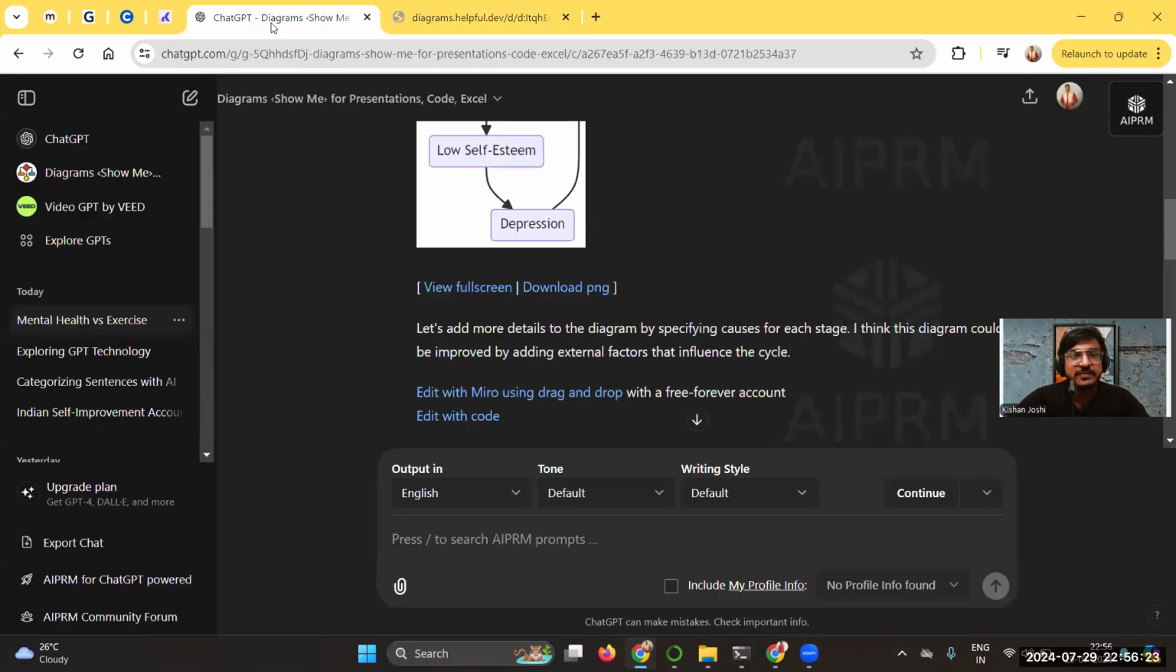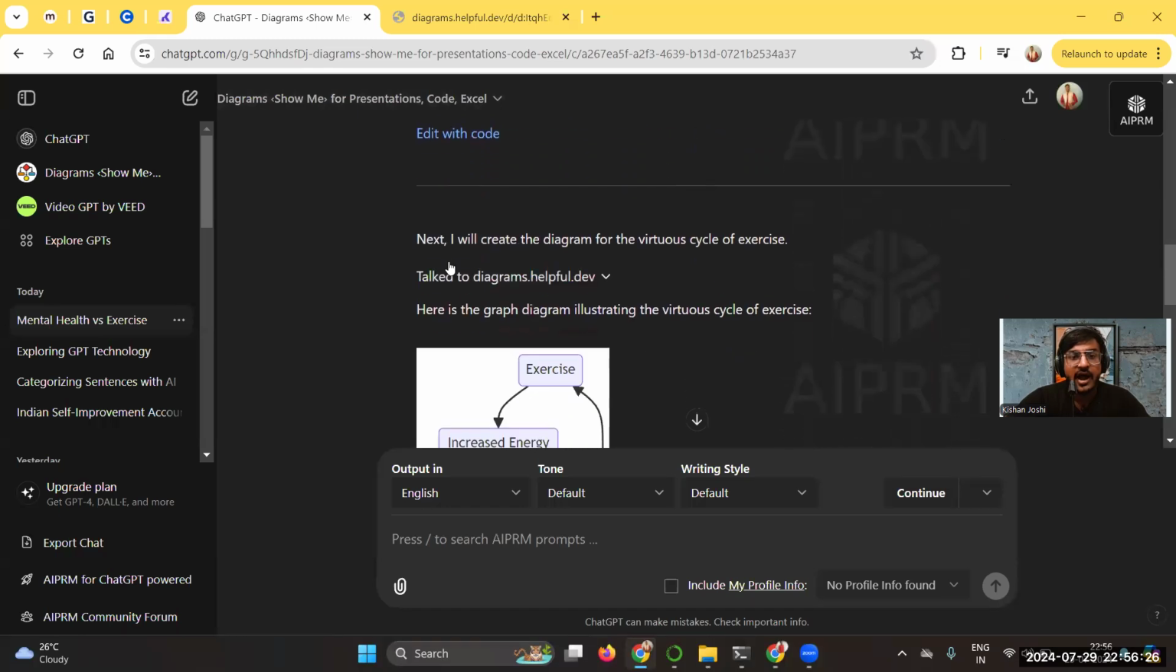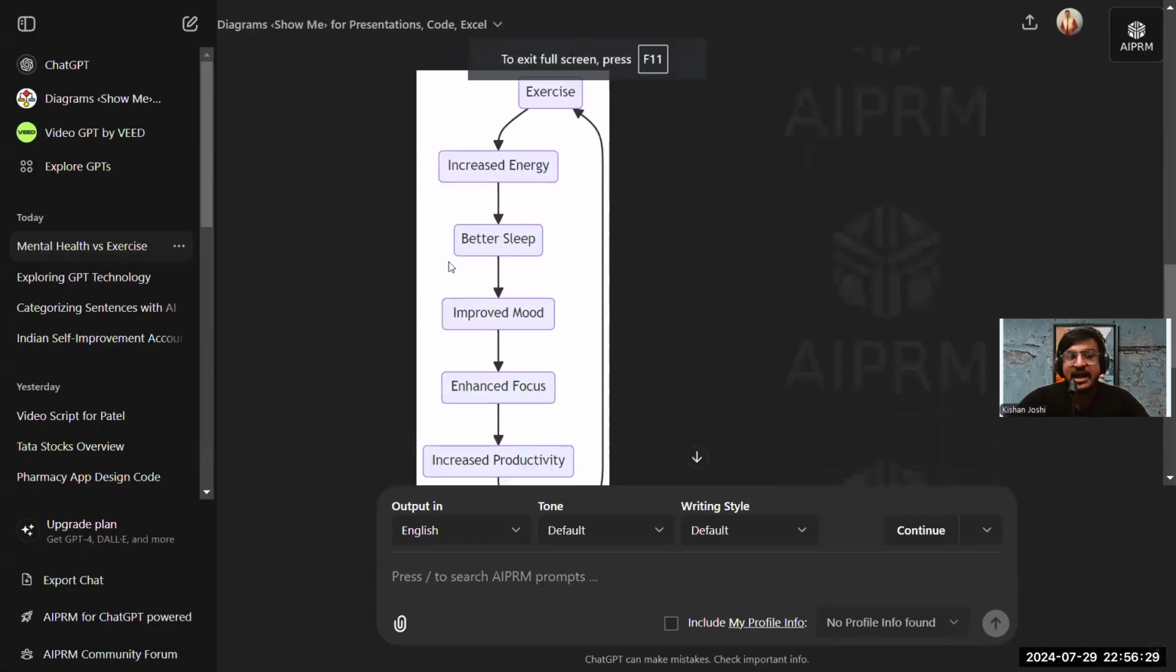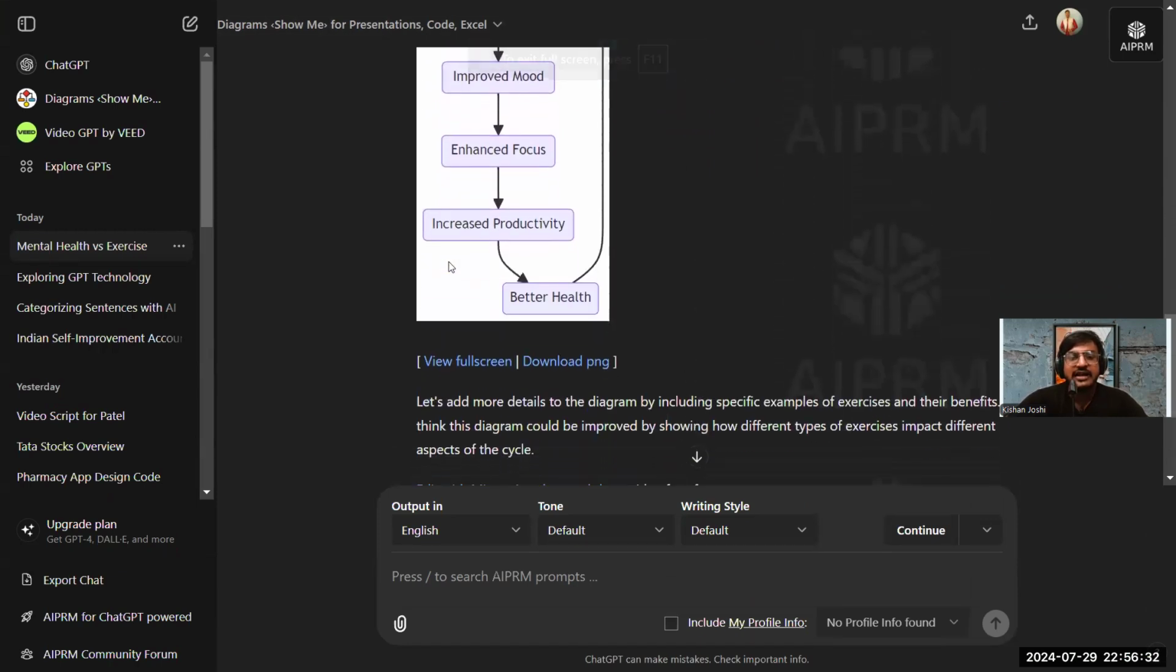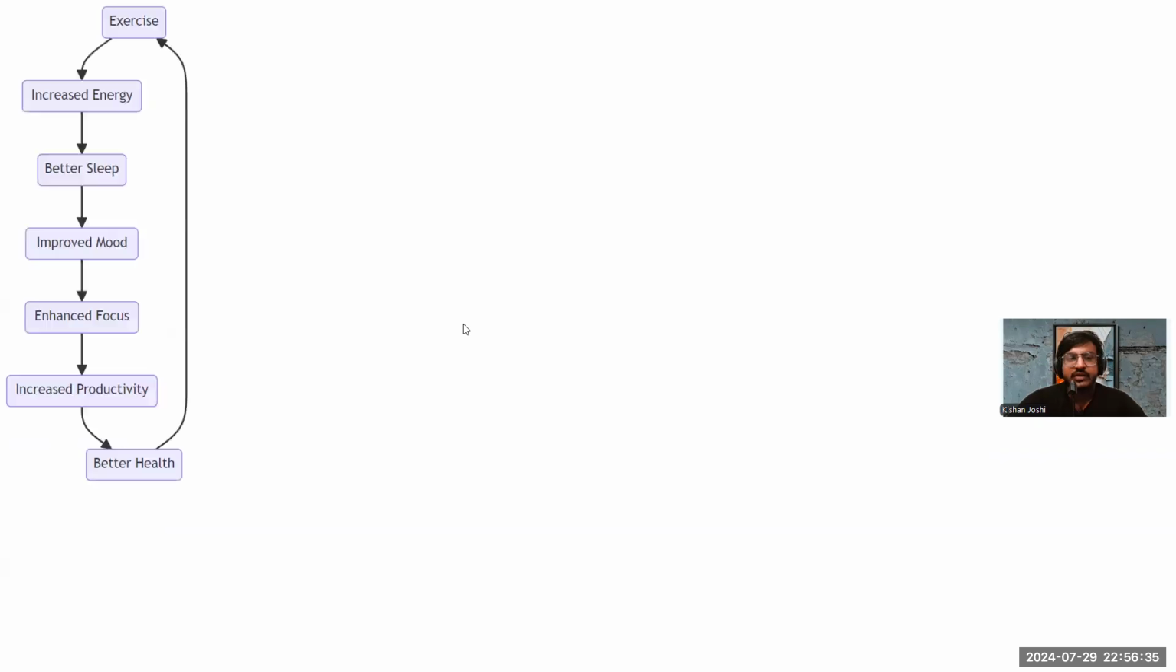Let's go into the ChatGPT diagram. And the second diagram is mentioned here. Let me go full screen. So: exercise, increased energy, better sleep. If we exercise, we feel more energy on a daily basis, then we get better sleep and improved mood. Because we got better sleep, we don't feel fatigued or tired. Our mood is elevated, and because our mood is elevated, our focus is enhanced.